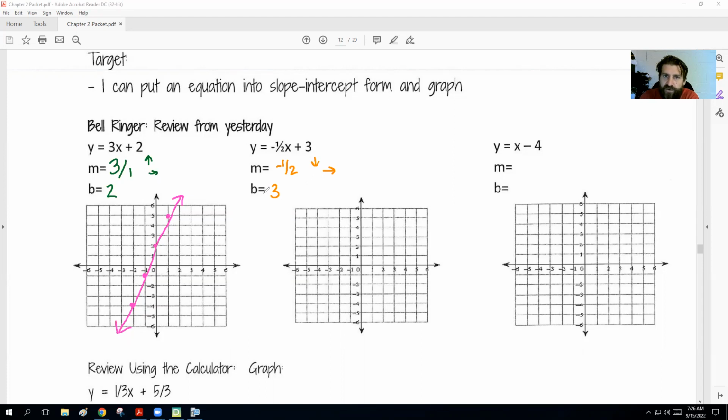So remember, we always start with the y-intercept. So we're going to start on the up and down line at 3. And then we use the slope. We're going to use the slope of down 1 over 2. Down 1 over 2, down 1 over 2. I like to just keep putting as many dots as I can on my graph. It's the straightest line I can possibly make.